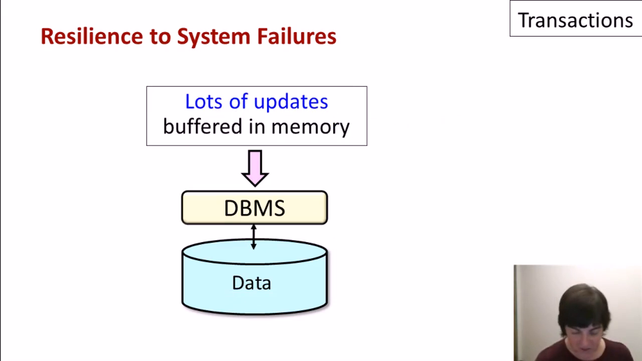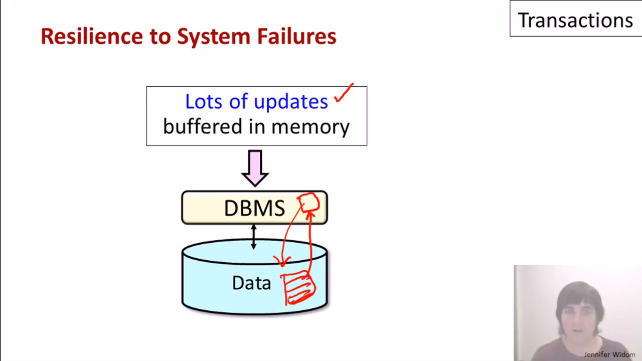As a last example, let's just suppose we're performing a whole bunch of updates on the database. And as a reminder, the way database systems perform updates is they bring some data from the disk into the memory, they modify it in memory, and then eventually they write it back to disk. So let's suppose in the middle of that process, again, we have a system crash. That would again leave the database in an inconsistent state.